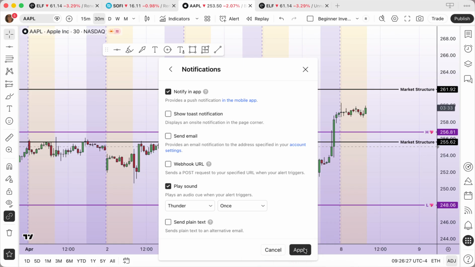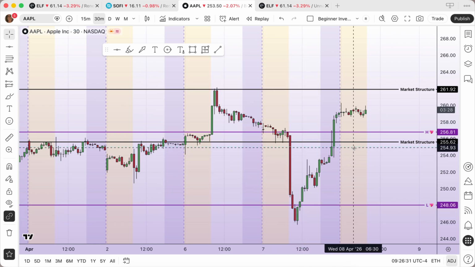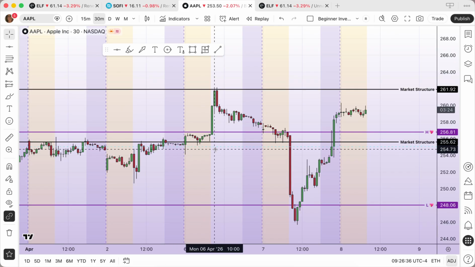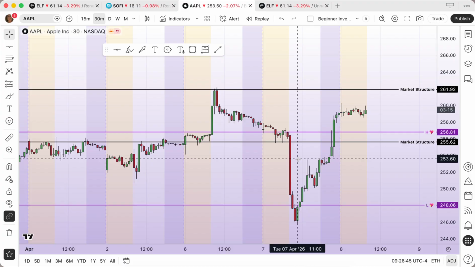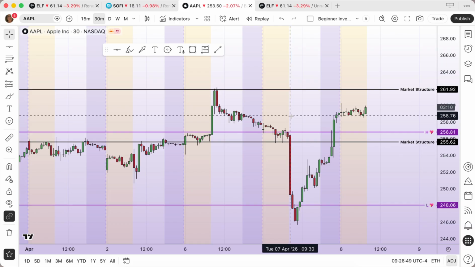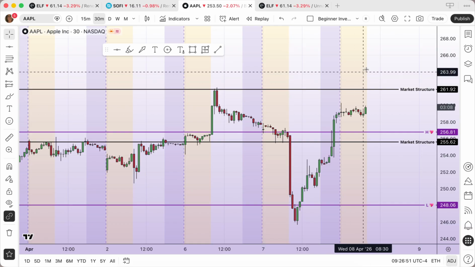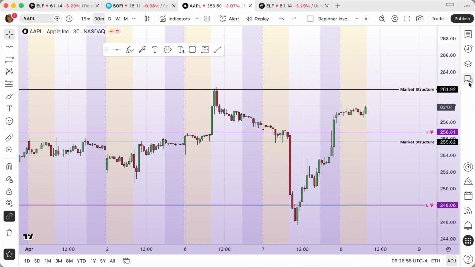Let me apply that real quick, and you can create that alert. And then all of a sudden you get this alert on here, and it says Apple is crossing. Then if you don't want the alert anymore, you can just delete it. Do you really want to delete your alert? Yep. But you can create alerts for anywhere if price goes up. If you're looking to do something, you can just set up that manual alert, and that can save you a lot of time. This is the object tree, and I don't do chat in here.